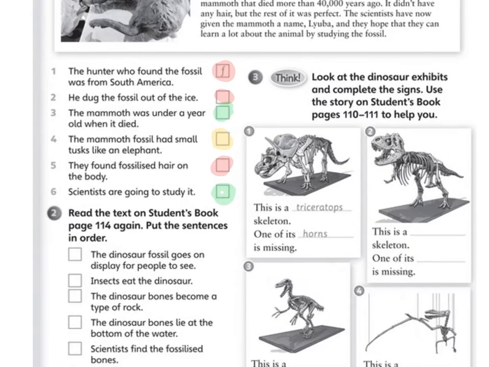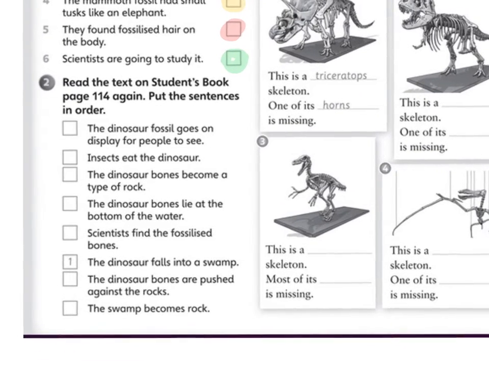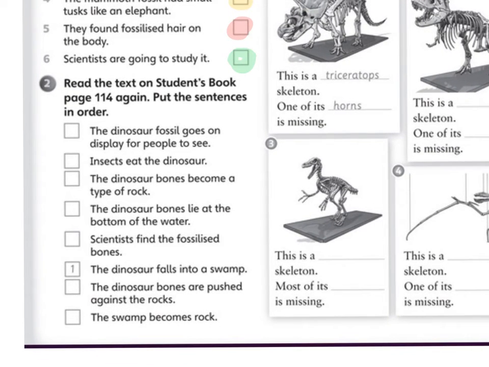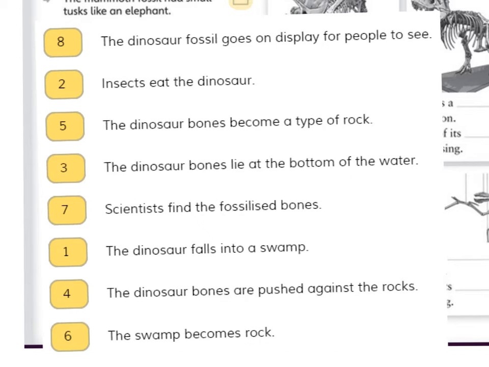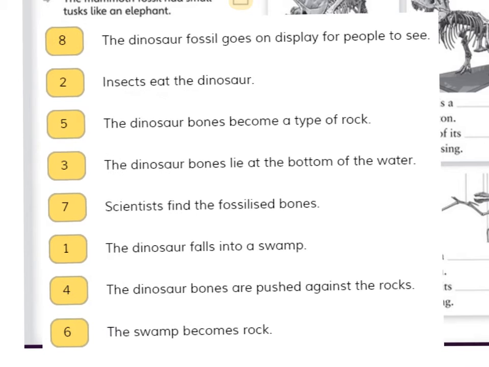Next, read the text on the student's book, page 114 again. Put the sentences in order. We're going to see the process for the fossilization. Read it again and answer these. Pause the video and do it. Okay, so this is a process. Let's make sure you have the right answers.